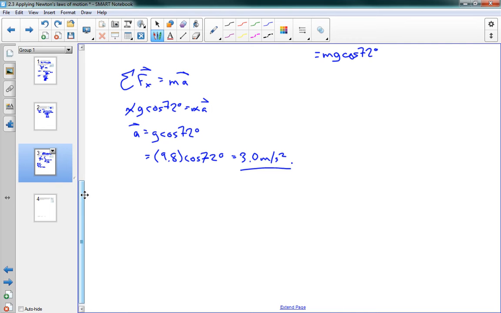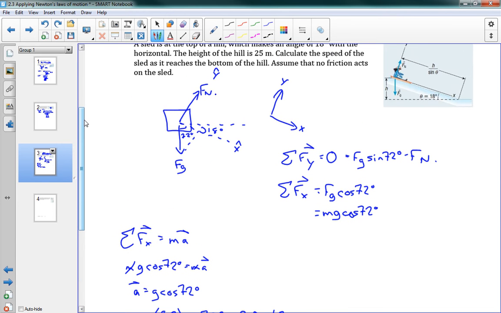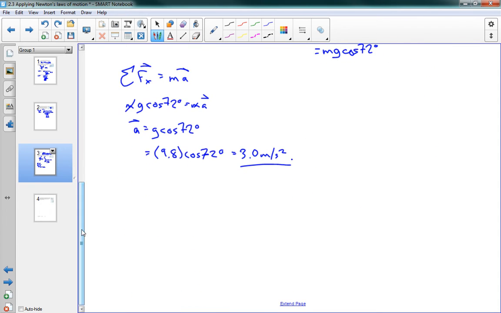Excellent. Now I have an acceleration. Now I can do some kinematics problems. So I am going to have to figure out how long it takes to travel this distance here. Now again, I'm going to need to figure out what that hypotenuse piece is. We're told that the height of the hill is 25 meters. So if I just draw my hill again over here, I have my hill. I can say that this is 25. This was 18 degrees.